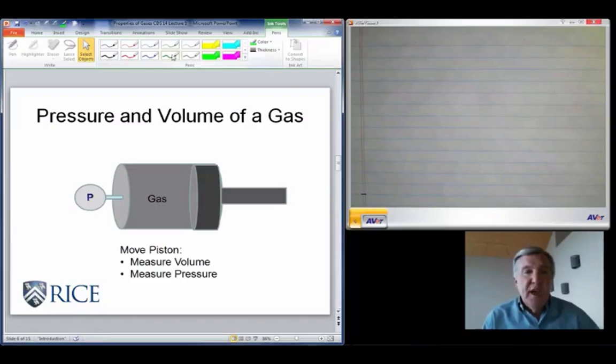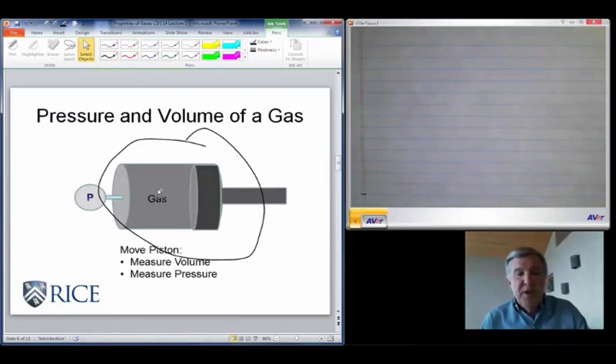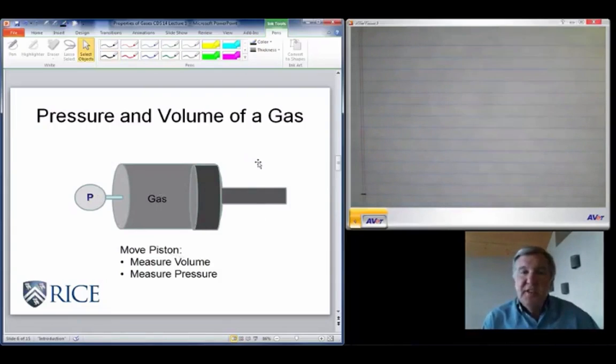What do we have here? We have a cylinder into which we have inserted a piston, and by pushing in on the piston I can change the volume of the sample of gas which is contained in there. I've hooked up a pressure gauge here so that I can measure the pressure of the gas which is contained in here. And then we'll measure the volume of the gas, and most of you might recognize that what we're actually looking at here is a syringe.